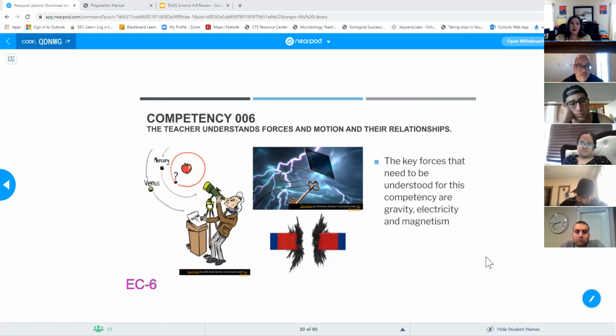All right, so again, with competency 4 and 5, they're not going to be highly tested just because they're kind of looking at that bigger idea. So moving on to competency 6, this has to do with forces and motion. These next couple competencies are related to physics. So the key forces that need to be understood for this are gravity, electricity, and magnetism. If you don't know what those are, definitely make a note that those are things that you are going to have to look up.